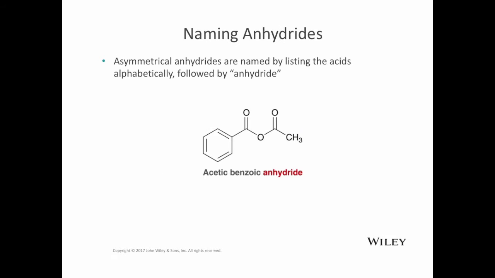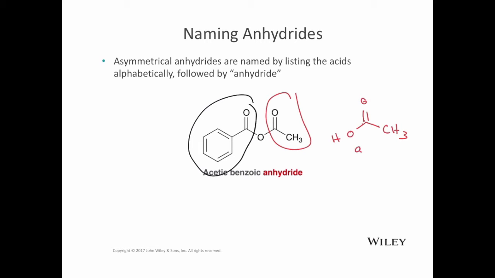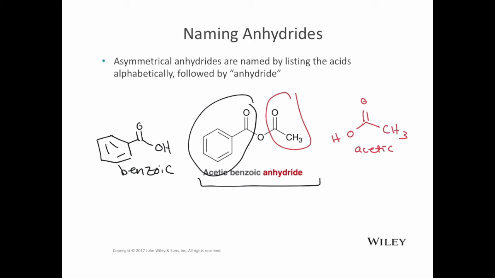If you have asymmetrical anhydrides, so the group here is different from the group on the right, then you're going to list the acids alphabetically followed by the word anhydride. So the acid corresponding to what I drew in red would be acetic acid. The acid portion circled on the left would be benzoic acid. So when you take those two and you put them in alphabetical order, it becomes acetic benzoic anhydride. And in the course of making an anhydride, you will lose an oxygen atom because notice there's just one oxygen atom, not two oxygen atoms.